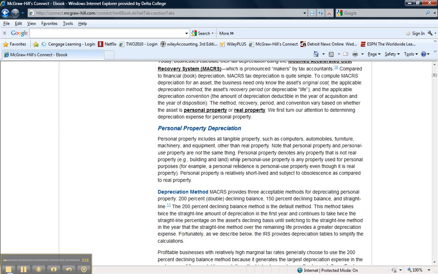Also, the chapter is broken down between how to depreciate personal property, such as equipment and machinery and stuff like that, and real property, such as buildings and land improvements. So first, we're going to talk about personal property depreciation.